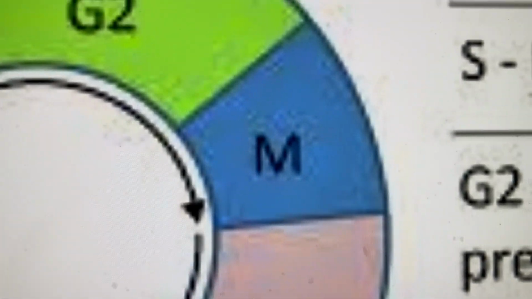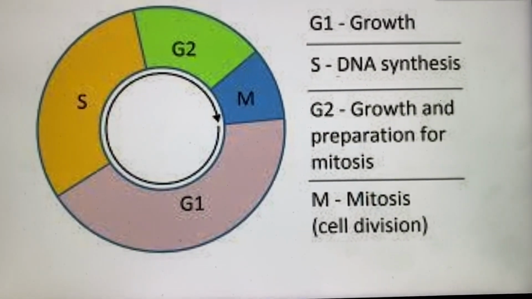And so that's where we're headed next: how does this whole mechanism work? The cells copying themselves. We call it the cell cycle.